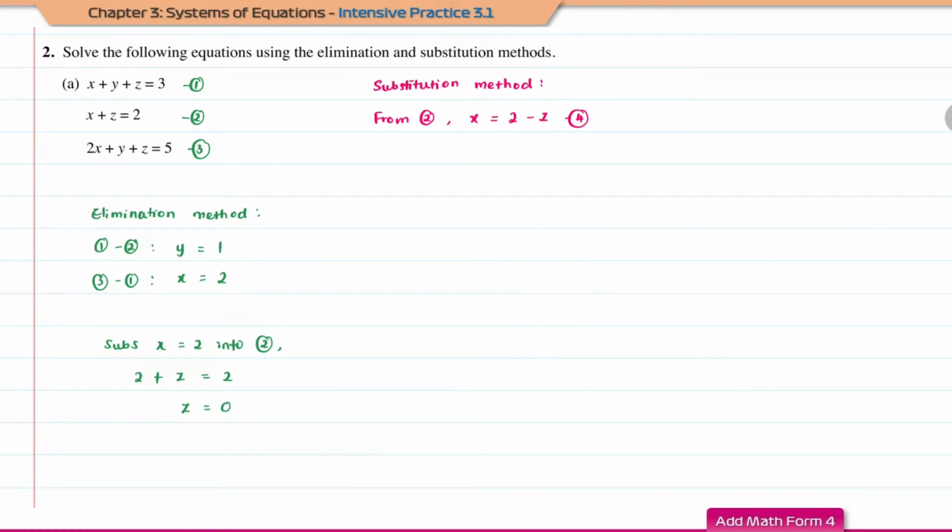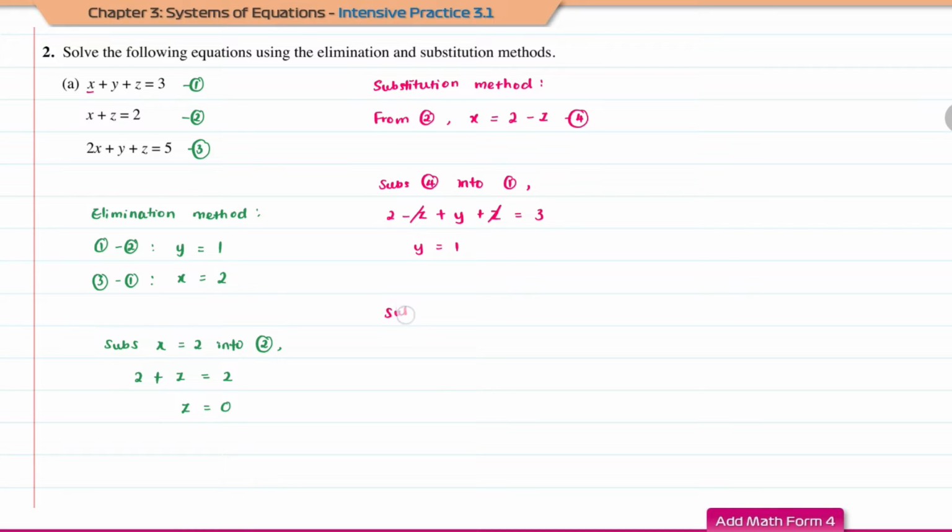So then I'm going to substitute equation number 4 into 1 and 3. First, substitute it into equation number 1. The x, we're going to substitute using 2 minus z, plus y plus z equals 3. Then I'm going to solve for the like terms. So the negative z plus z will cancel. Therefore y equals, I'm going to move these two to the other side, 3 minus 2, which is equal to 1.